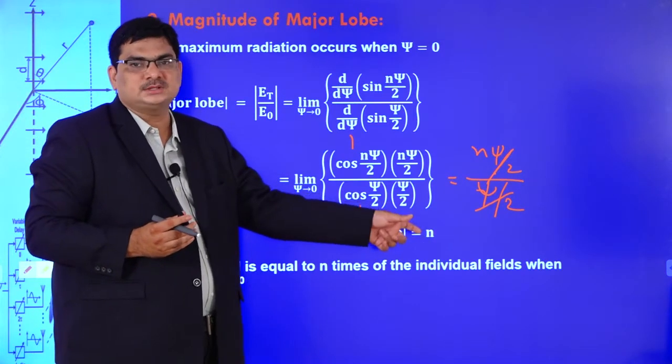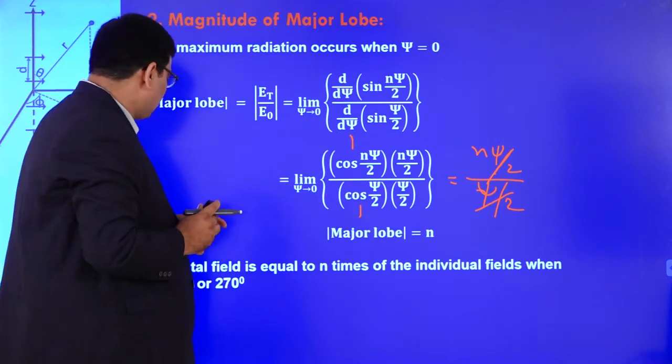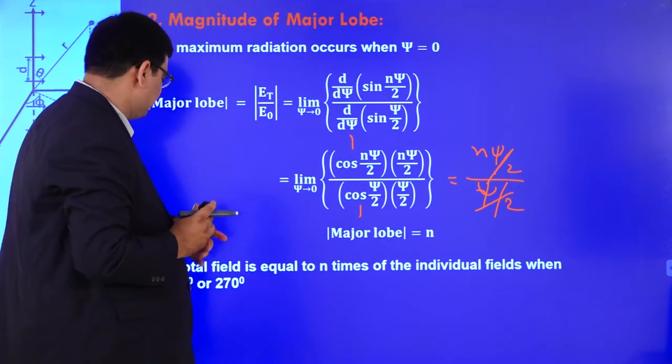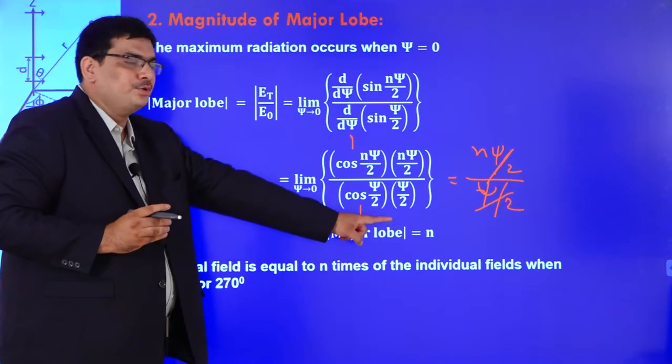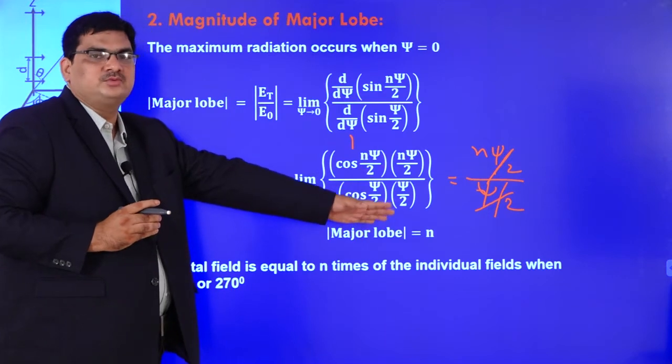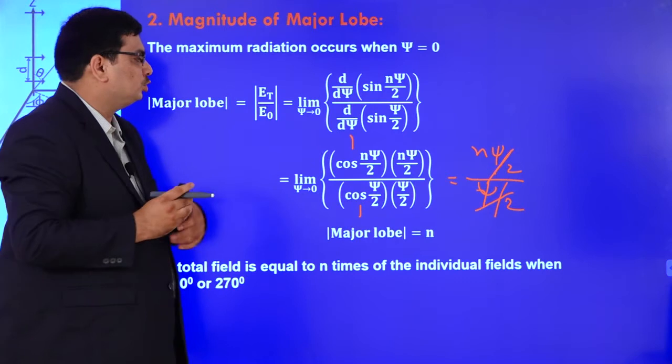Here n is the total number of elements. So the total field is equal to n times your individual field in the direction of theta equal to 90 degrees or theta equal to 270 degrees.